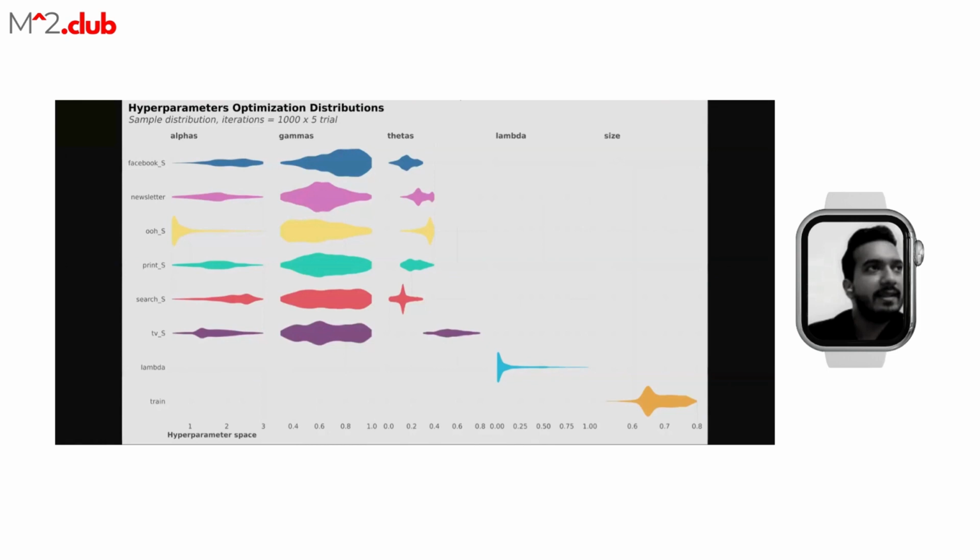So yeah, the other output that you see here is the hyperparameter space. This adds up to what we discussed earlier. When we give a range of values, here you would see how it is getting used, how the alphas, gammas, and thetas change as it progresses through these iterations and trials, and how it got to the final value. You see the peaks in these violin charts. Those are the values that it has more confidence in.